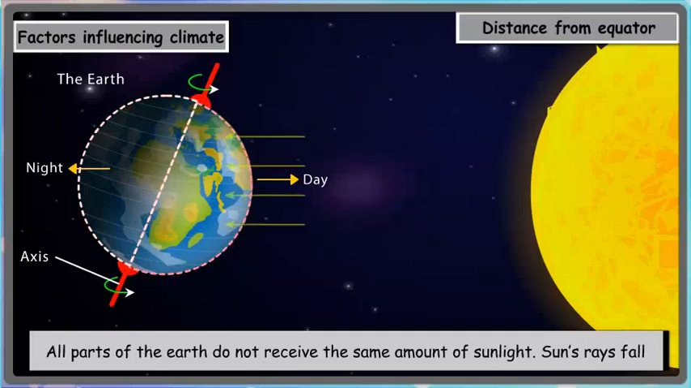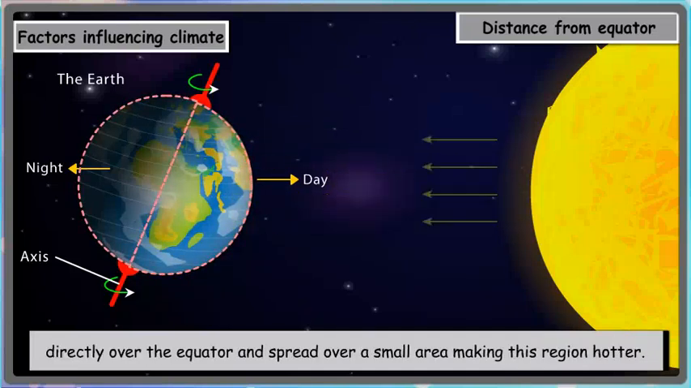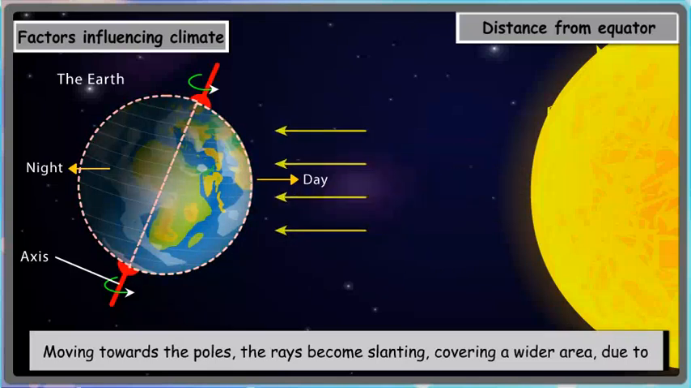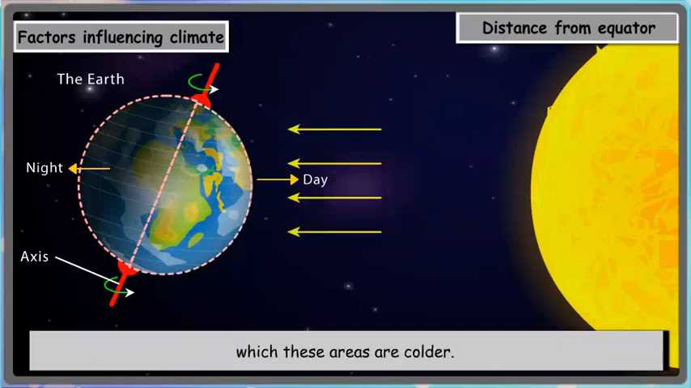Distance from the equator. All parts of the earth do not receive the same amount of sunlight. The sun's rays fall directly over the equator and spread over a small area, making this region hotter. Moving towards the poles, the rays become slanting, covering a wider area, due to which these areas are colder.